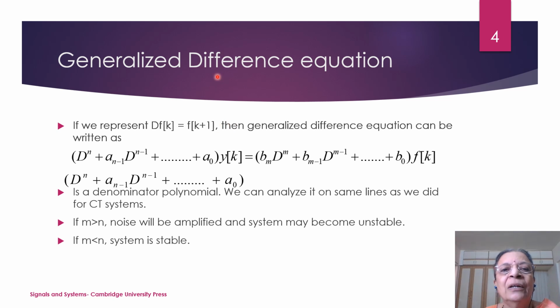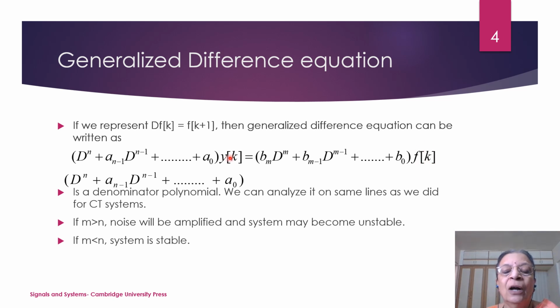Now let us see how we can write down the generalized difference equation. As I told you, in this case it will not be a differential equation, it will be called the difference equation. Now in this case, a delay of one sample, we will represent it by capital D. So f[k] delayed by one sample will be f[k+1] and so on. So we can write down the generalized equation as (D^n + a_{n-1} D^{n-1} etc.) y[k] is equal to (b_m D^m + b_{m-1} D^{m-1} etc.) f[k]. f[k] is the input.